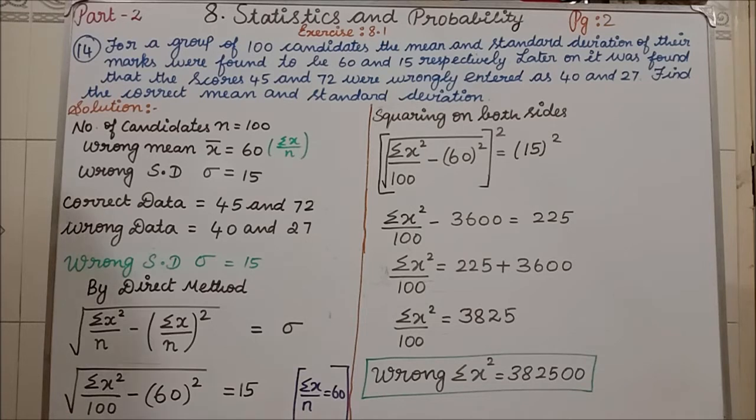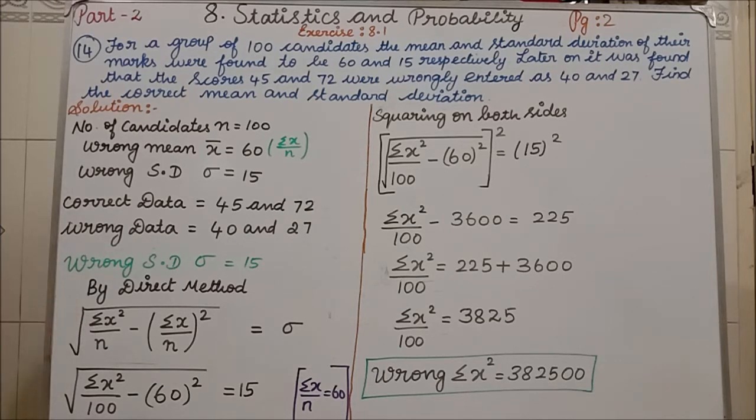Now here I am going to use the direct method to find the standard deviation. What is the direct method formula? The square root of summation x square by n minus the whole square of summation x divided by n, equal to sigma. This formula is for ungrouped data, the direct method formula. Clear, all of you?